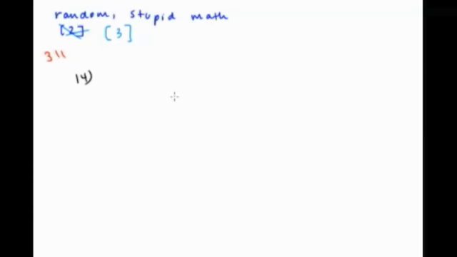Find the equation of the line through the given point and perpendicular to the given line. Okay, so they give you the origin and also negative 2x plus 4y equals 12. And they tell you, find the equation of the line through the given point. Now, instead of just finding the slope, they want you to find the equation.